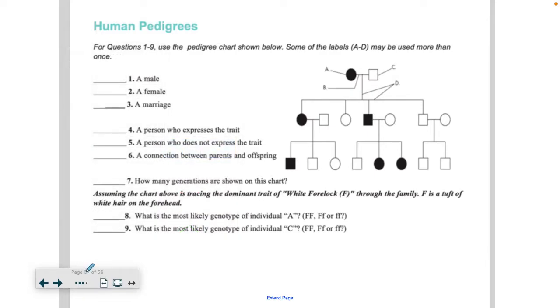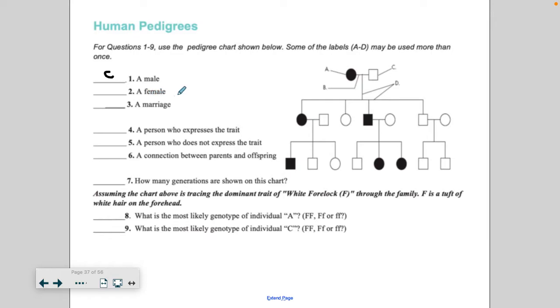Okay, so it says for questions 1 through 9, use the pedigree chart shown below. Some of the labels A through D may be used more than once. All right, which letter indicates a male? Okay, so remember, in pedigrees, males are going to be square. So in this case, it's going to be C.